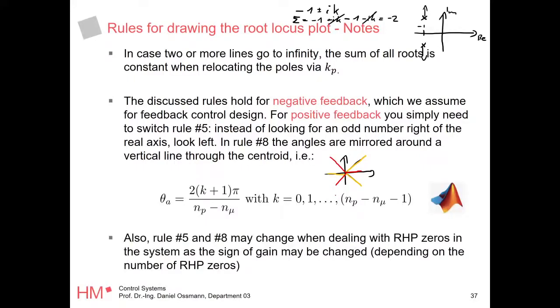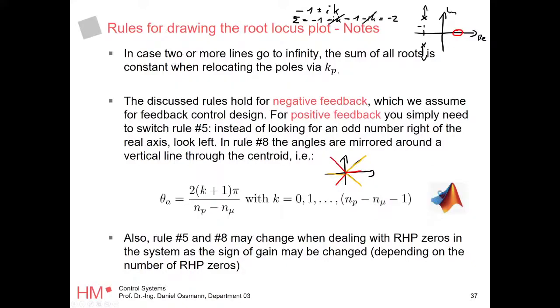Okay. You also need to be careful, but we're going to talk about that a little bit later in the lecture, when you have right half plane zeros. So if you have a zero here, these zeros may cause a sign change, and then you again need to take care of these rules. But these are very specific problems.